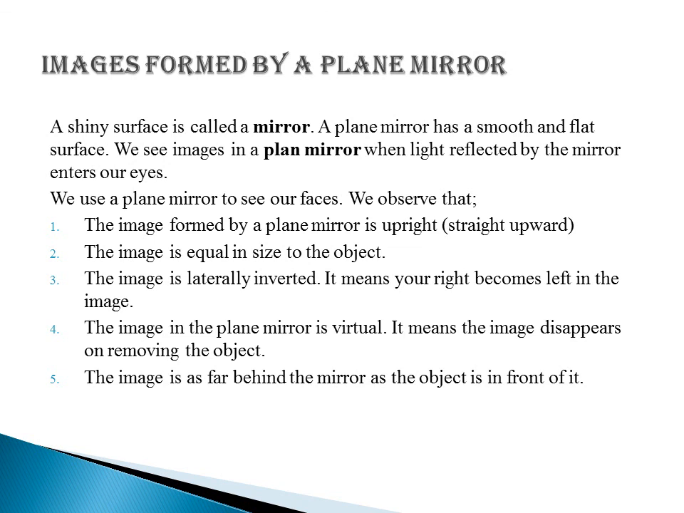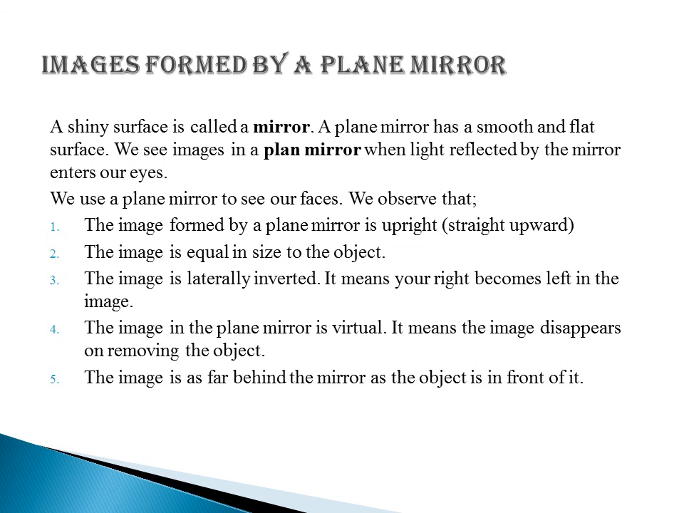So we can see images with this help. We use a plane mirror to see our faces. We observe that first one, the image formed by a plane mirror is upright. So we can observe the texture of an image, that is, the image formed by a plane mirror is upright. The image is equal in size to the object. The image is laterally inverted.